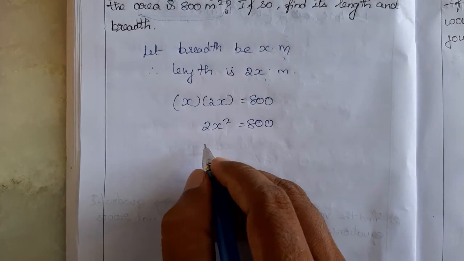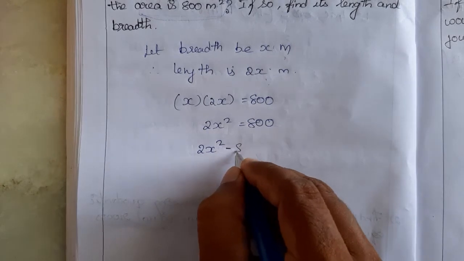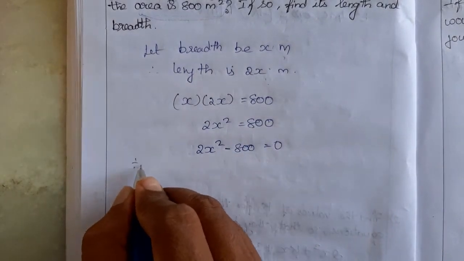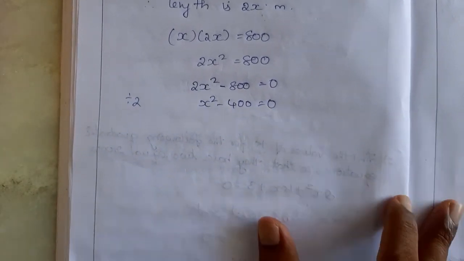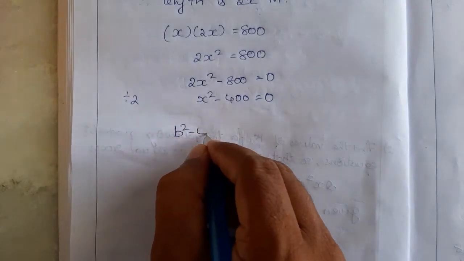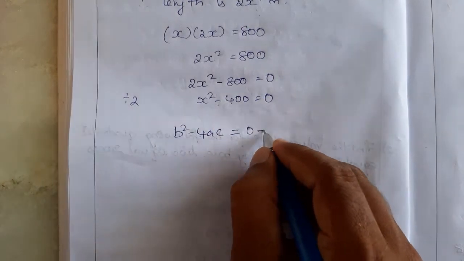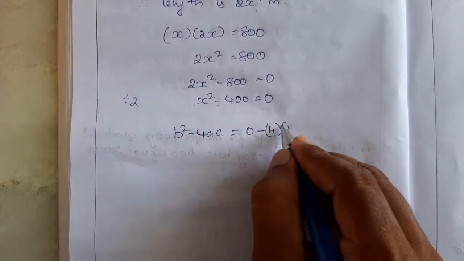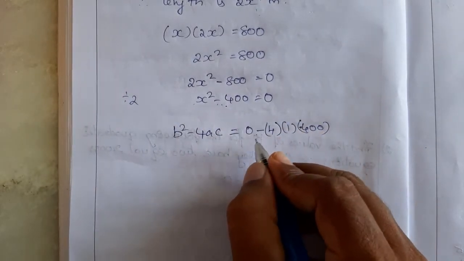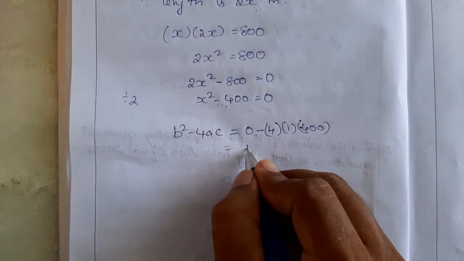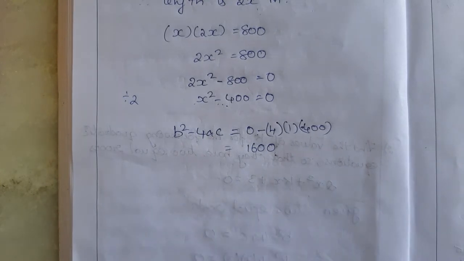First we want to check whether it exists or not. So 2x square minus 800 equal to 0. This we can divide by 2. So we will get x square minus 400 equal to 0. So first we want to check whether it exists or not. So b square minus 4ac we have to find. So b term is 0, there is no x term. So 0 minus 4 into 1 into minus 400. So minus into minus will become plus, and 4 into 400 is 1600. Sure, it exists and gives two different real roots.